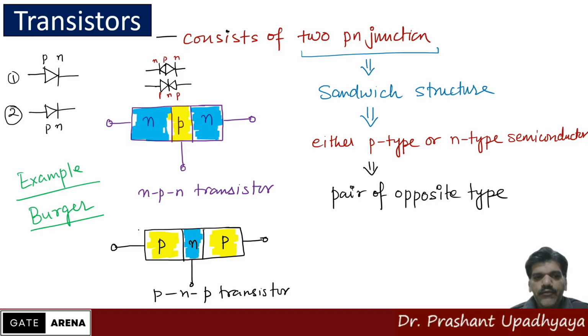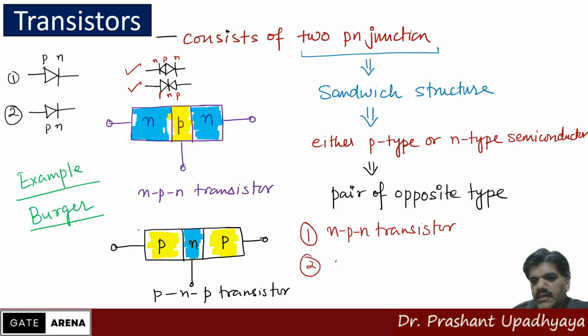We can connect these two diodes this way or that way. So by forming a transistor like this, we are trying to make two types of transistor. Generally we say that we have got two types of transistor. The first is known as the NPN transistor and the second is known as the PNP transistor.